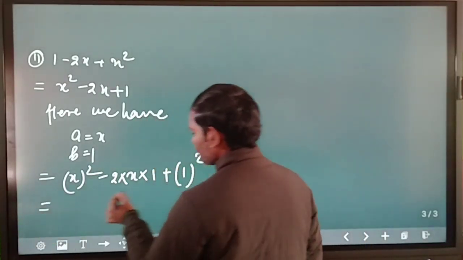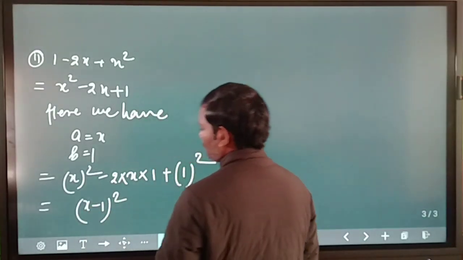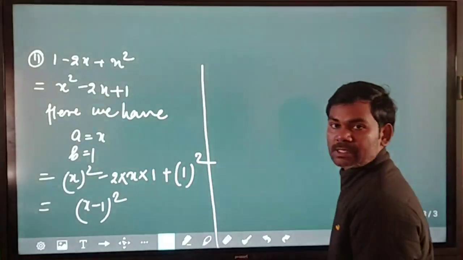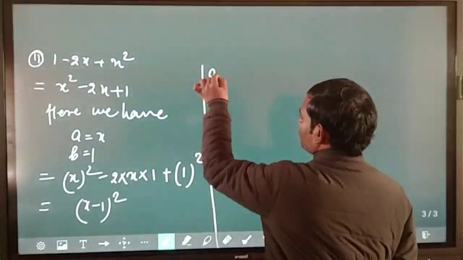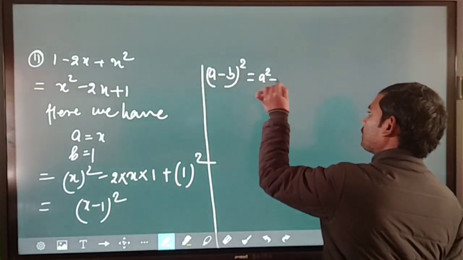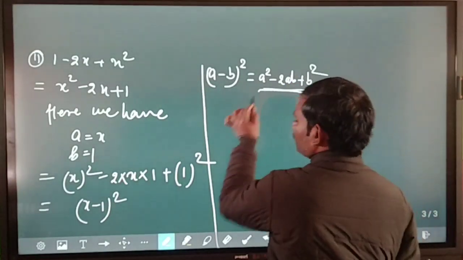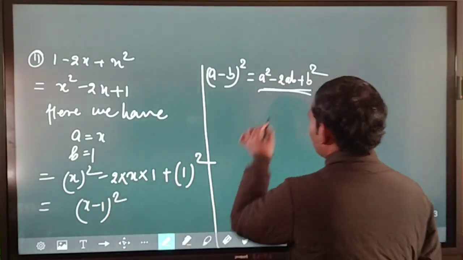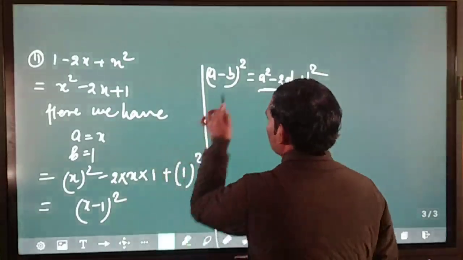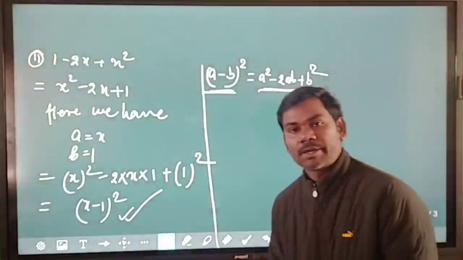So it is the product of (x minus 1) whole square, because we know that when the middle term has a minus sign, the identity is: whole square of (a minus b) is equal to a square minus 2ab plus b square. So here you can see that this one looks like a square minus 2ab plus b square. That's why this can be written in the form of whole square of (a minus b). So this is the required result.